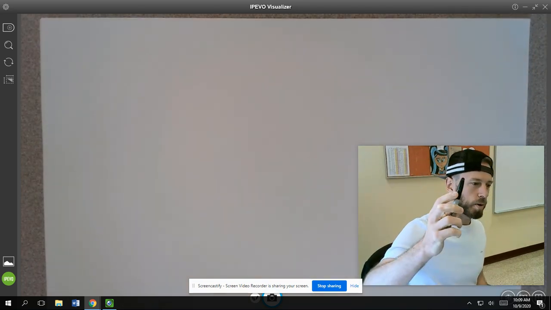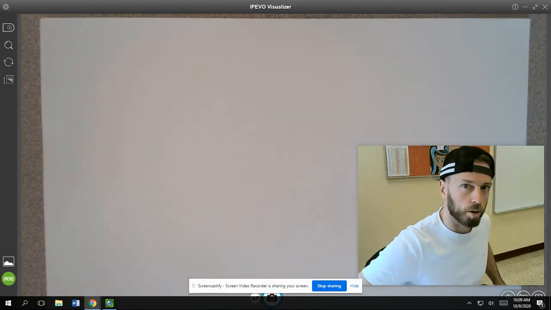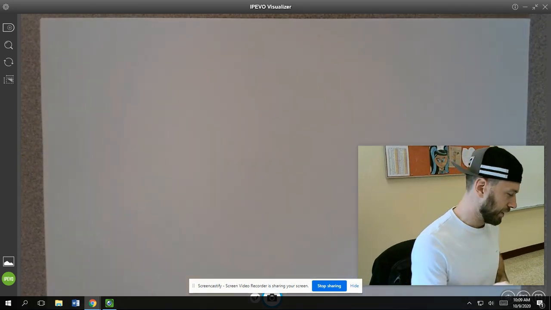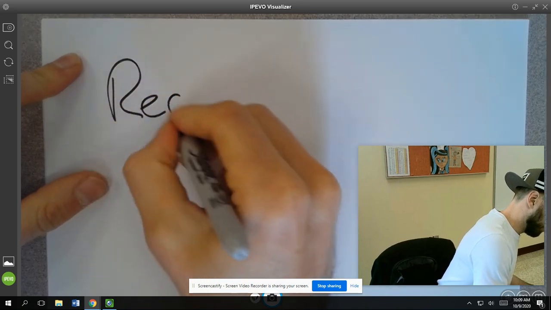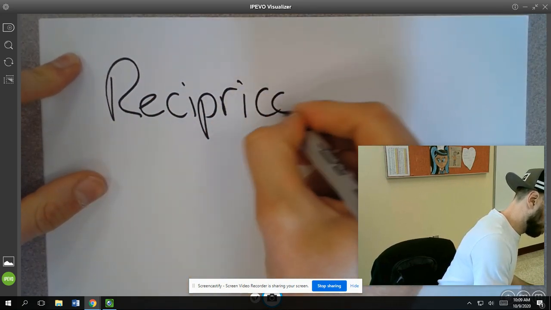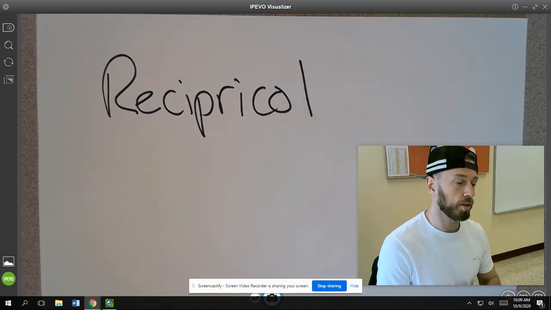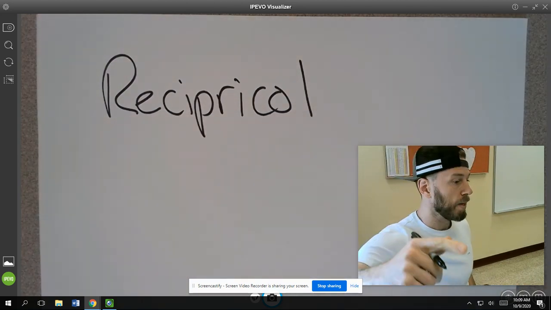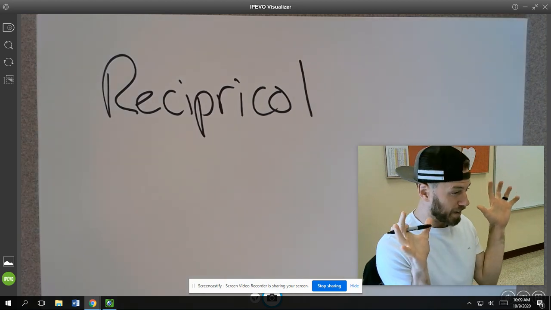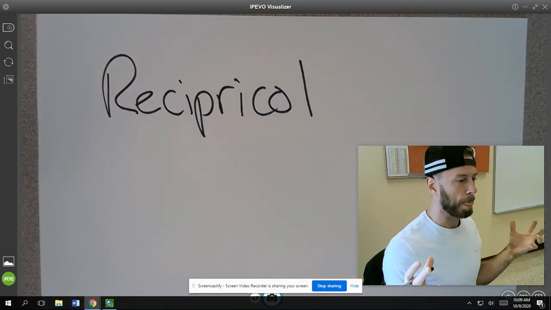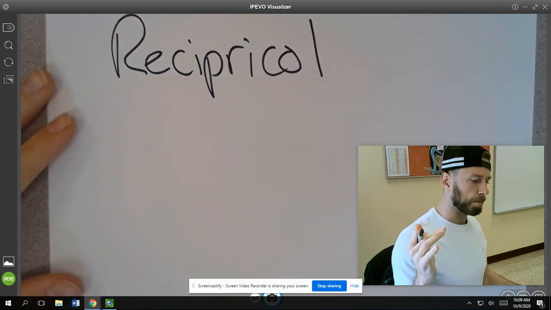Okay, today we're going to be dividing fractions and whole numbers, but before we get into that, we're going to do a quick little lesson on something called reciprocal. Reciprocal. New vocabulary word you guys are going to learn today, and reciprocal is kind of a weird thing. I'm going to try to explain it the best I can.